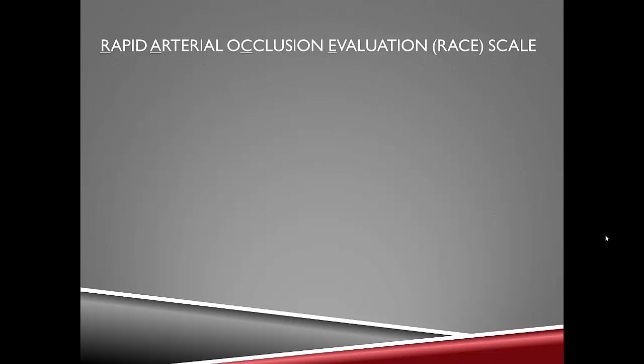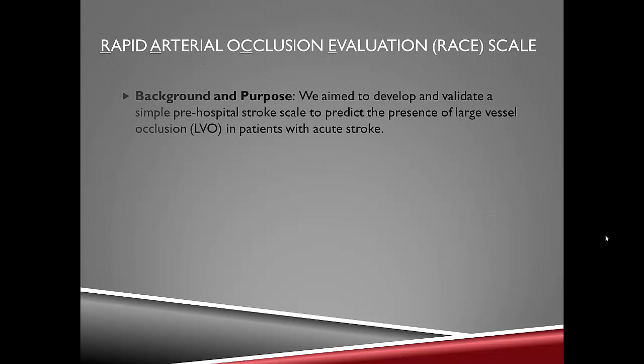Now to talk about the Rapid Arterial Occlusion Evaluation, or the RACE score. This was initially created because they wanted to develop and validate a simple pre-hospital stroke scale to predict the presence of large vessel occlusions in patients with acute stroke. And again, the reason this was done is because they were able to identify that large vessel occlusions need more than just TPA.